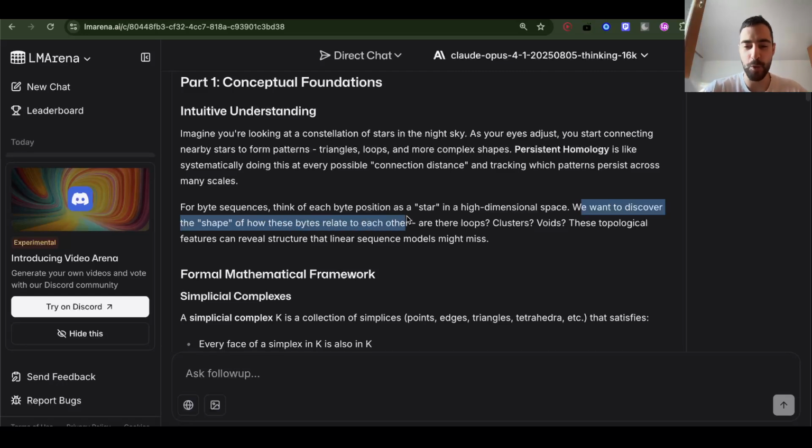Okay, let's go. Math will help us solve this problem. Are there loops, clusters, voids? These topological features can reveal structures that linear sequence models can miss. So are we going to create a new type of neural network, or are we going to analyze this in a different way? I'm not sure. But what does it mean by linear sequence? I guess our neural network will also be high dimensional, not just 2-dimensional.